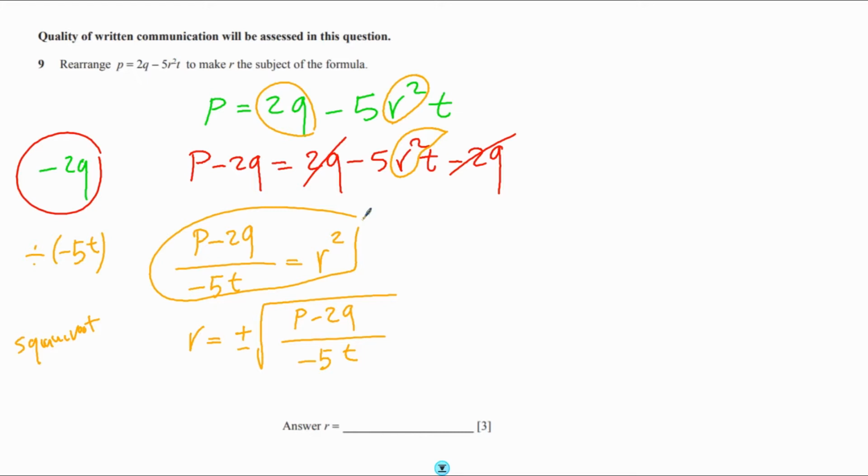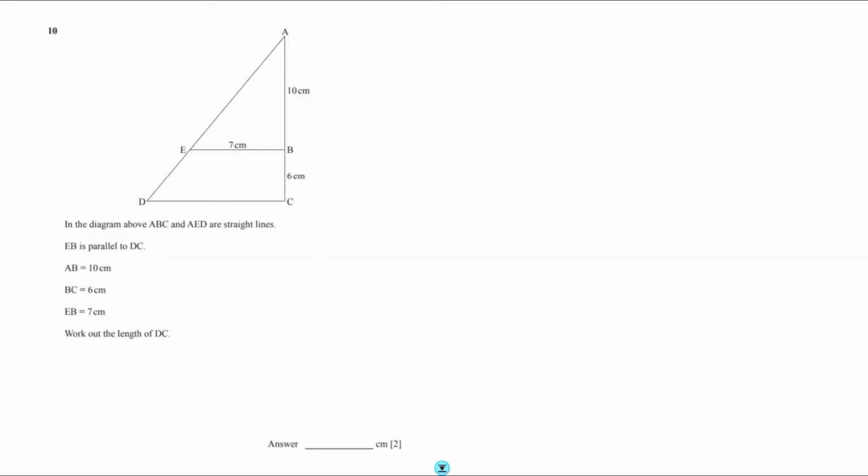Okay, so I write the answer here: plus minus the square root of p minus 2q divided by minus 5t. And as you can see, p minus 2q divided by minus 5t is not simplified further than that. Otherwise, we would need to simplify that part. Okay, we go to the next question.